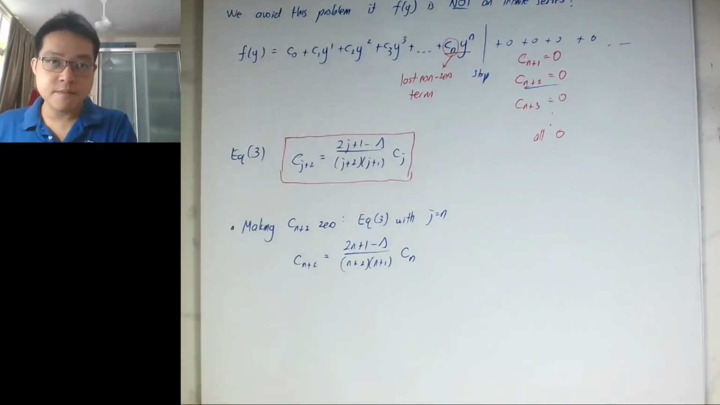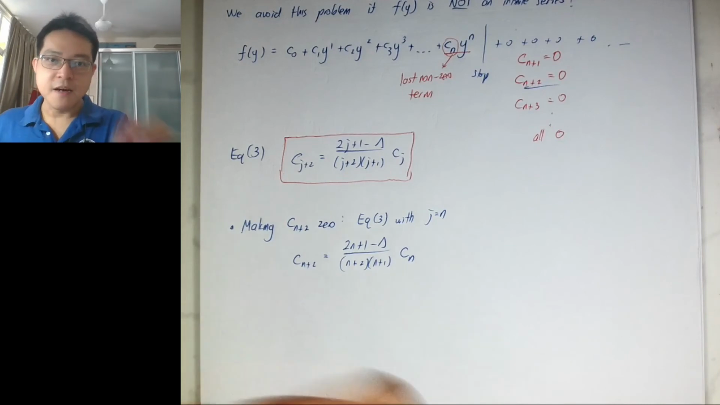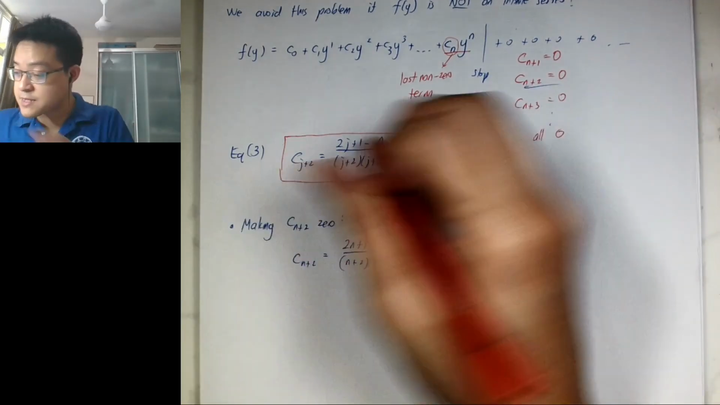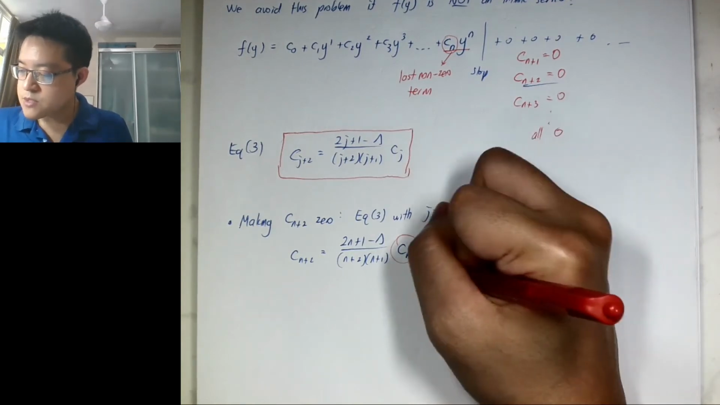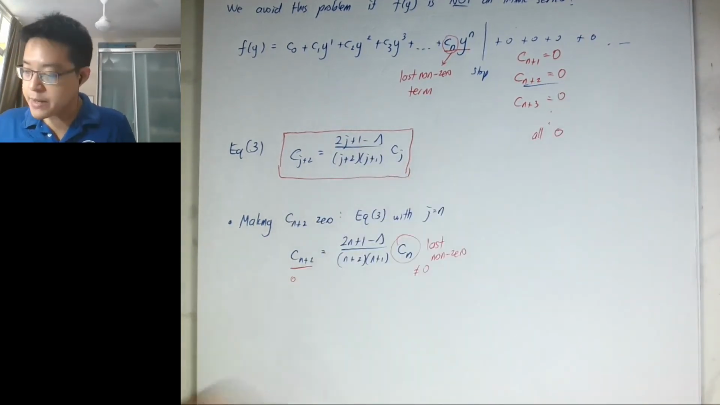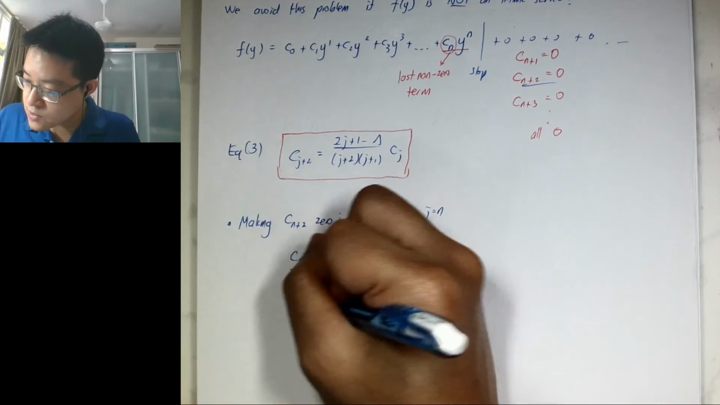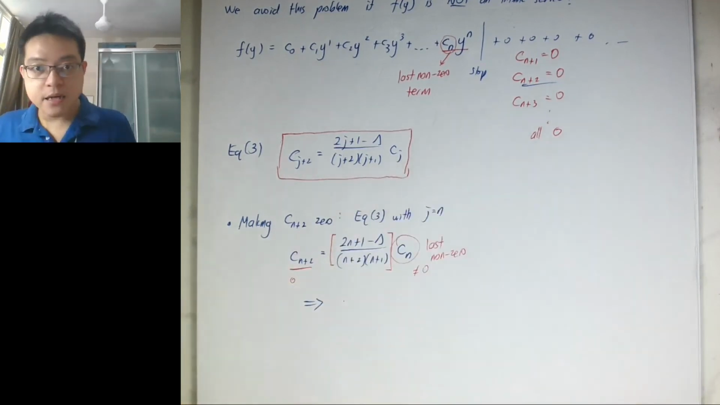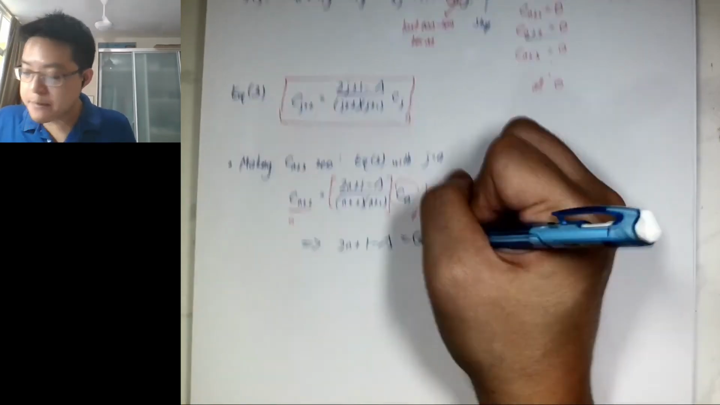As I mentioned just now, Cn is definitely not 0 because it's the last non-zero term. I want Cn plus 2 to be 0. So can I make this 0? Well, maybe this factor is 0. It is possible because lambda is a constant, and we haven't decided what the value of this constant is yet. So maybe I can make this term 0.